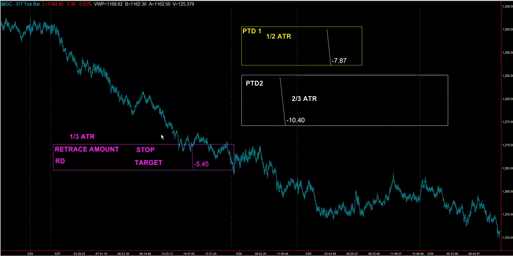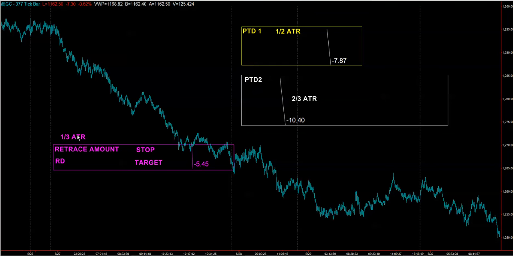These are the measuring tools of the 6 inputs. The first one is permission to draw 1, PTD1, which is 1/2 an ATR by default. The second one is permission to draw 2, which is 2/3 of an ATR.